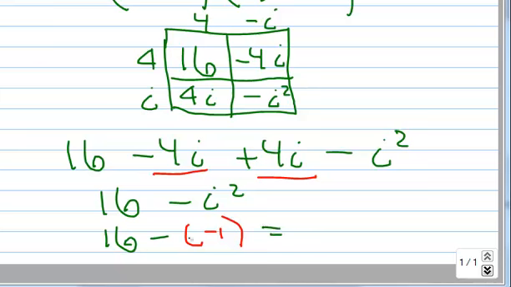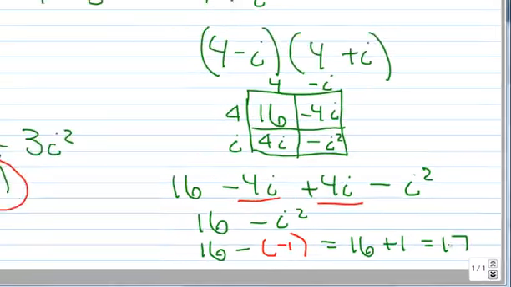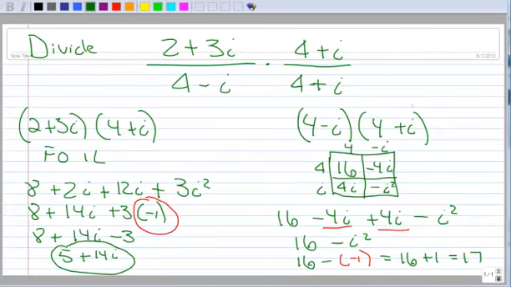Okay, so a minus times a minus is a positive. So this gives me 16 plus 1, which is 17. So that's the denominator. So let's go back up here at the top. So after I multiplied through, my numerator is 5 plus 14i. My denominator is 17.